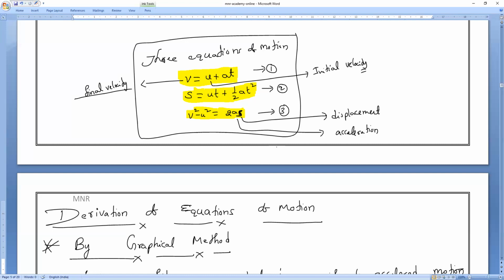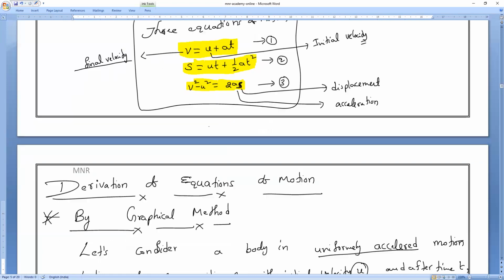V is equal to U plus AT. S is equal to UT plus half AT square. Third one: 2AS is equal to V square minus U square. Very good, super.